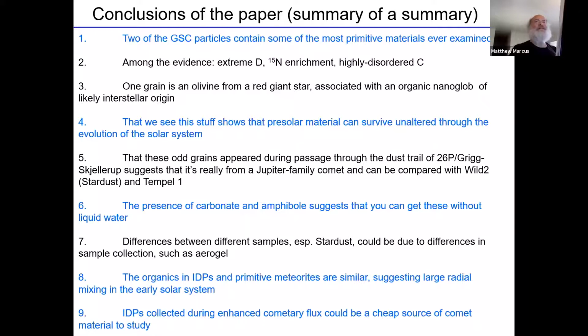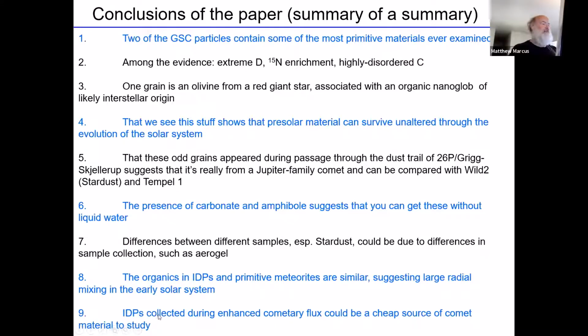Even organics, the D15 anomaly, or that delta D anomaly and N15 anomaly has to be in organics. And the presence of carbonate and amphibole, those are normally found or made with liquid water, but this shows that you can get them without liquid water. Yeah, the organics in the IDP and primitive meteorites are similar, so that suggests that some of the stuff that had been in the asteroid belt made it out to the outer solar system. So there had to be large amounts of radial transport.